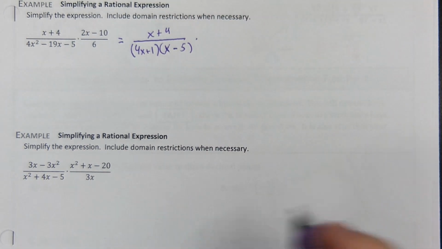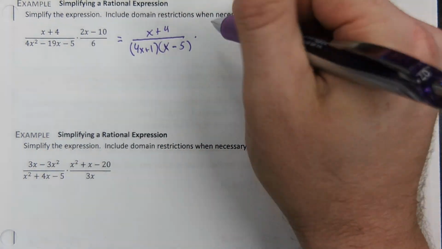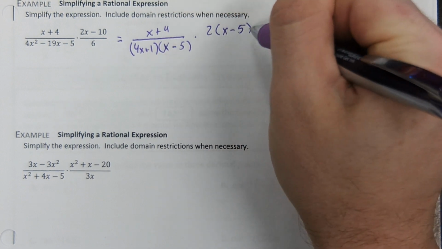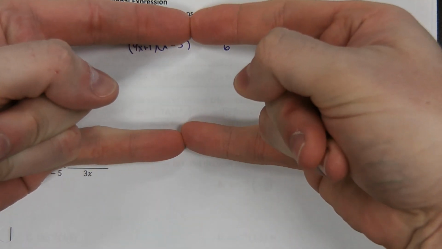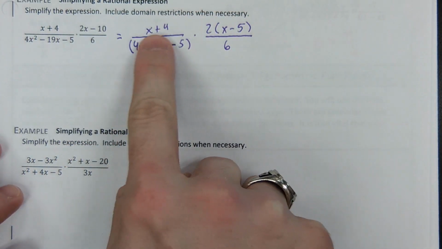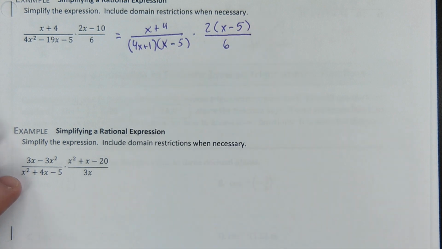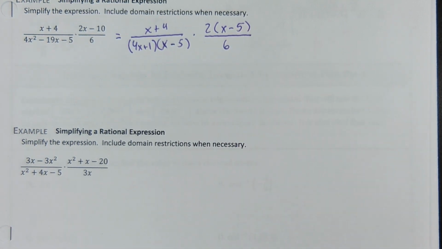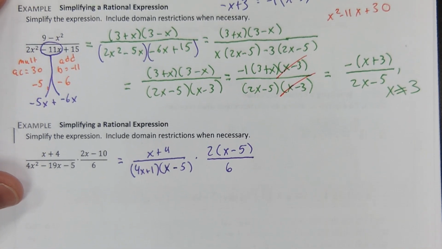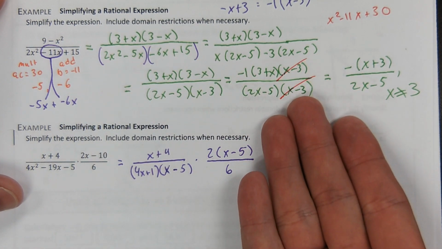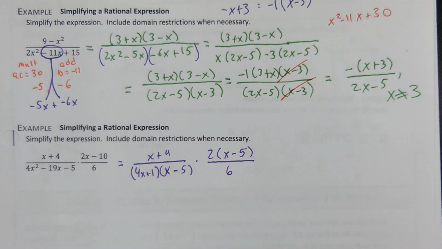Okay, the next one. 2x and 10 have a GCF of 2. And then we just have down here a 6. Cool. When you multiply fractions, you literally go across the top and across the bottom. Boink! You multiply everything just like that, okay? That means the x plus 4, the 2, and the x minus 5 could all be written on the top of one fraction with multiplication dots in between them. Likewise, the 4x plus 1, the x minus 5, and the 6 can all be written on the bottom of one fraction with multiplication dots in between them. And if they were one fraction with multiplication dots in between them, then anything that was on the top and the bottom as a multiple would cancel out, right?